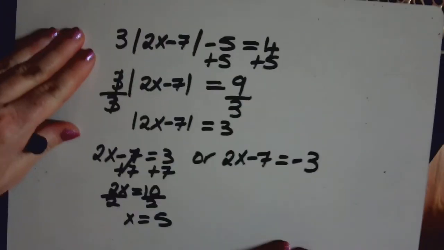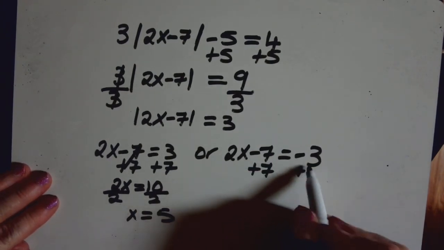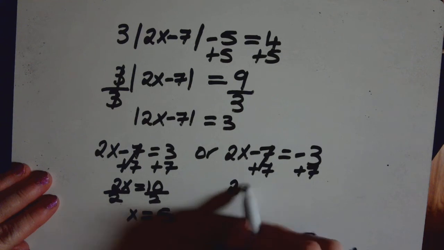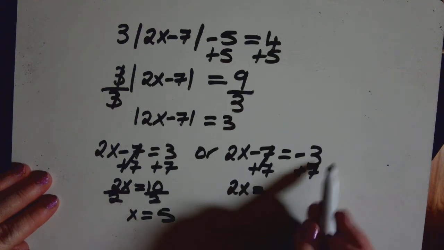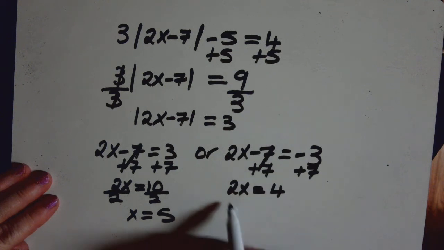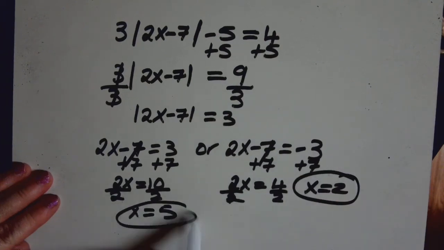I'm going to pull it up a bit so we can see more. Higher up, we can see more now. Add 7 here. So 2x equals negative 3 plus 7, or you can think 7 minus 3, which is 4. Divide by 2, and x equals 2. So the two answers are 2 and 5.